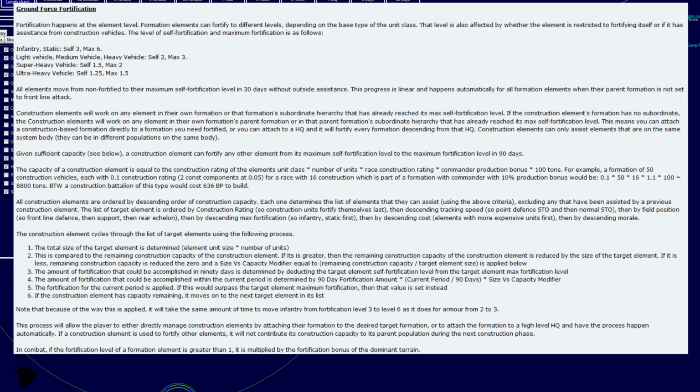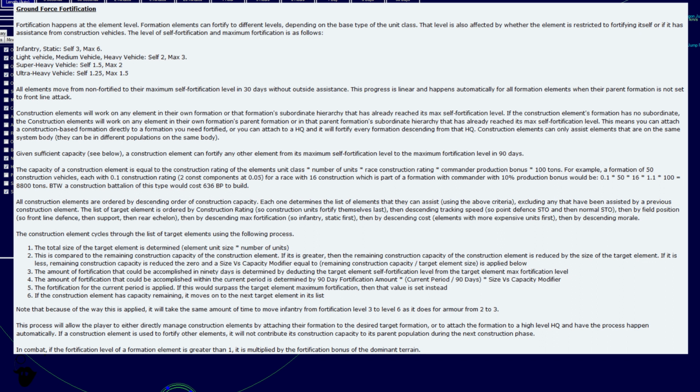The amount of fortification that could be accomplished in 90 days is determined by deducting the target element's self-fortification level from the target element max fortification level. The amount of fortification that can be accomplished within the current period is determined by 90-day fortification amount times current period divided by 90 days times size versus capacity modifier. The fortification for the current period is applied. If this would surpass the target element max fortification, then that value is set instead. If the construction element has capacity remaining, it moves on to the next target element in its list.